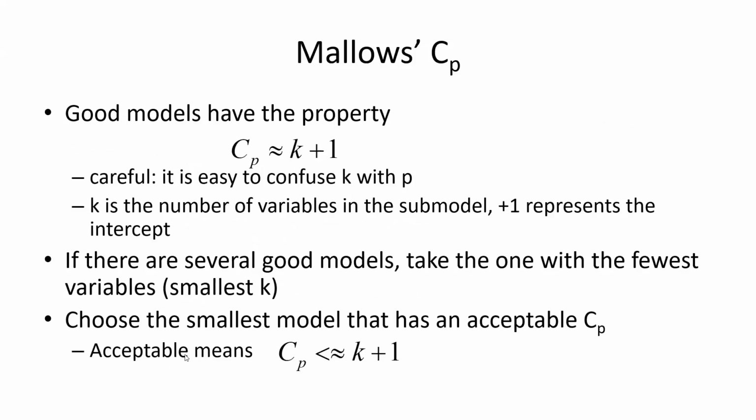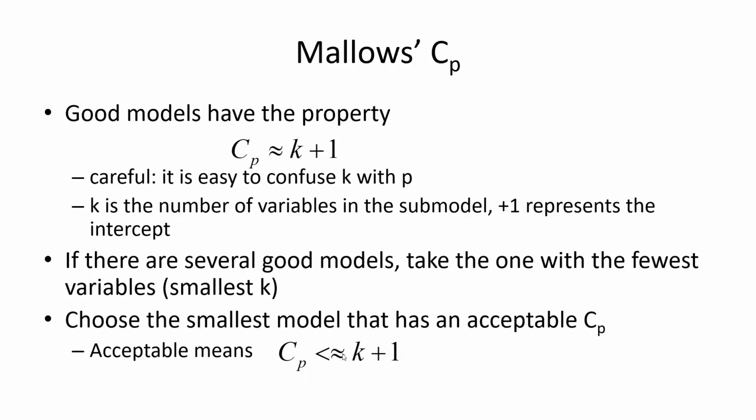We have to remember it's easy to confuse k with p, right? k is the number of variables in the submodel, p is the number of variables in the full model. If there are several good models, take the one with the fewest variables, smallest k. And the acceptable models are those where Cp is smaller than or approximately equal to k plus 1. So that means it can be a little bit bigger. It's an approximate sign, right?